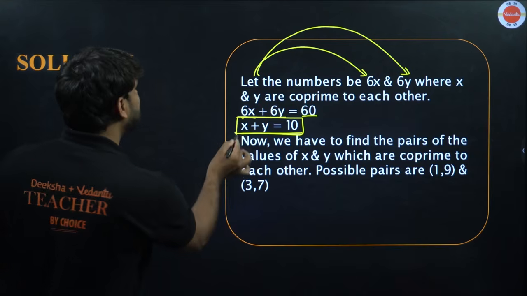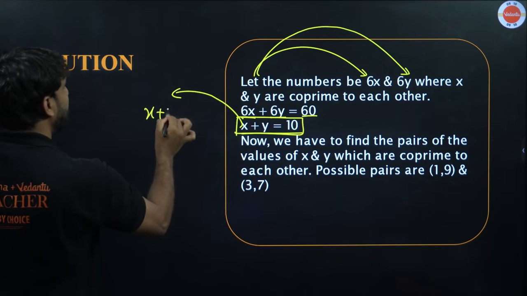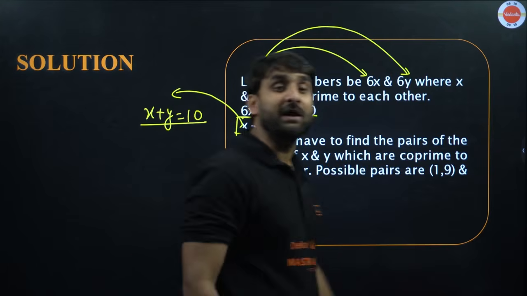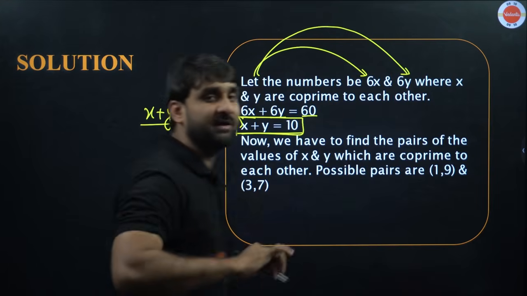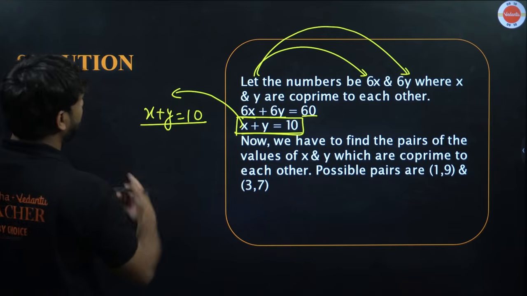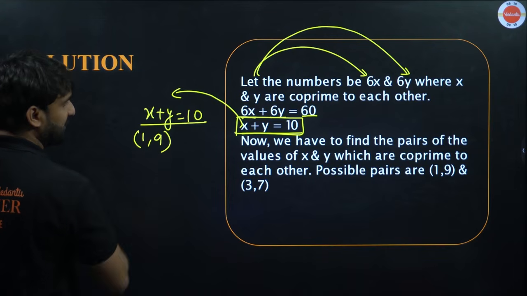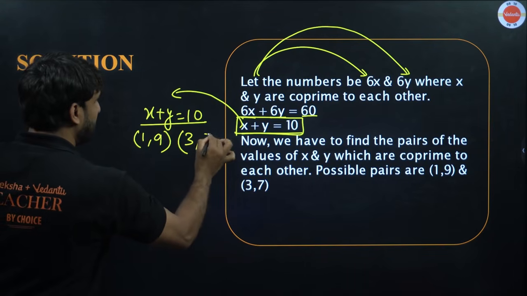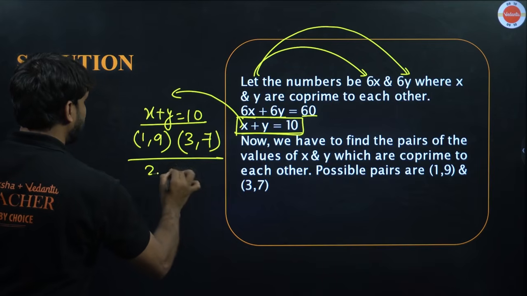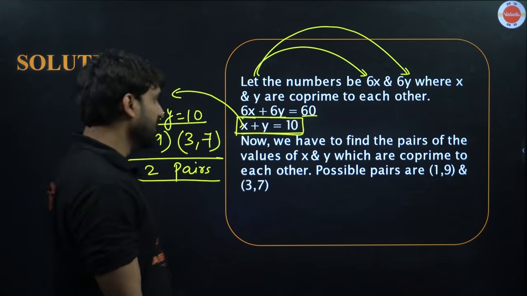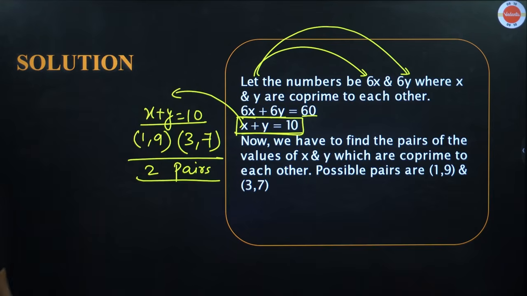Now for this condition x plus y is equal to 10, you have to find out the co-prime pairs. So what will be the first co-prime pair? I think 1 and 9 will be there because both are co-prime. And the second pair will be 3 and 7. So how many pairs are possible? 2 pairs are possible. So this is the answer, my dear. There are 2 possible pairs.